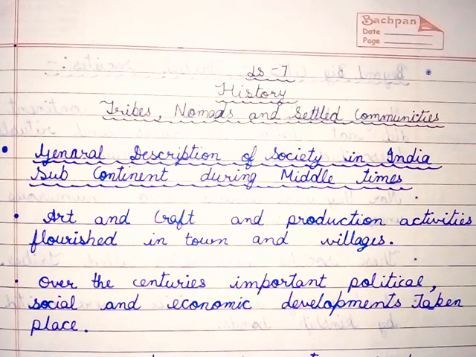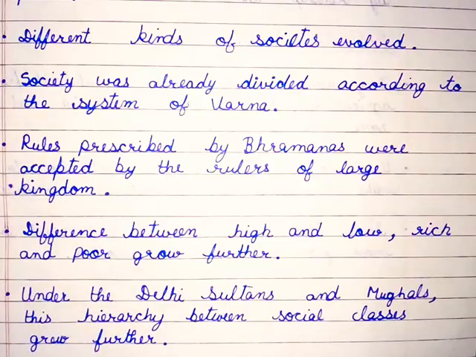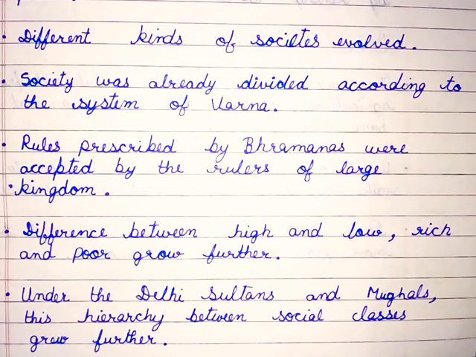Over the centuries, important political, social and economic developments took place. Different kinds of societies evolved. Society was already divided according to the system of Varna. Rules prescribed by Brahmanas were accepted by the rulers of large kingdoms.